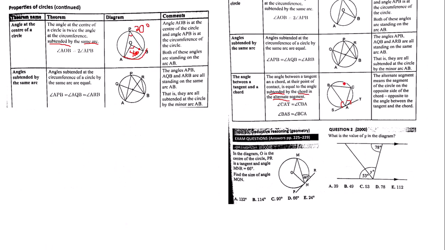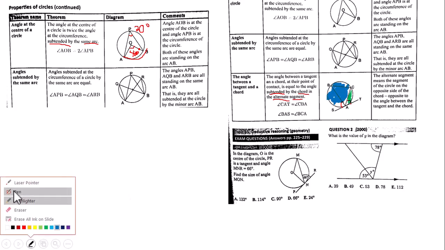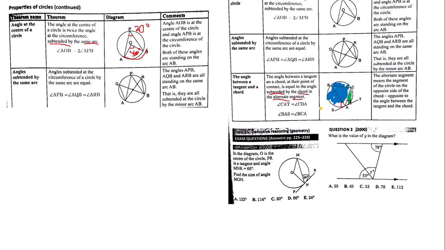So this chord CA divides the circle into this minor segment here. The green segment is minor and the blue segment is the major segment. So it is said here, the angle between the tangent and the chord, if we look at this angle, angle CAT right here in the green part, is equal to the angle subtended by the chord in the other segment.